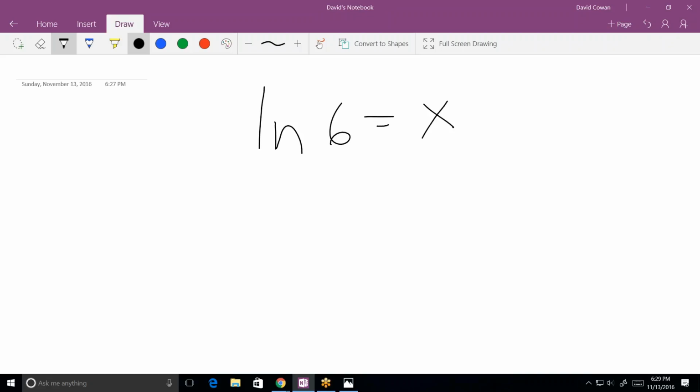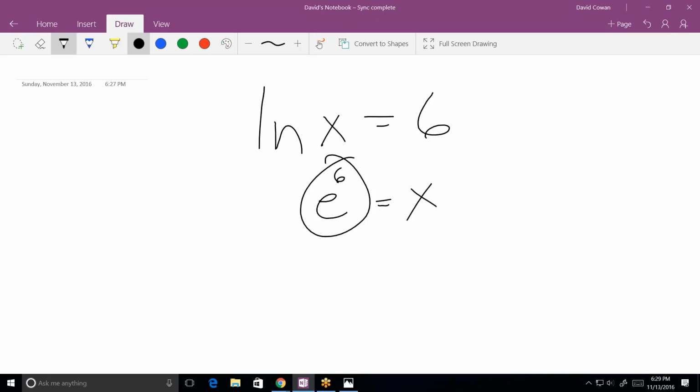Hold on a minute. I didn't mean to write it like that. Just a second. This would be helpful. Okay? What exponential can you write from that? Couldn't you do e to the 6th is equal to x? And that you can get out of your calculator.